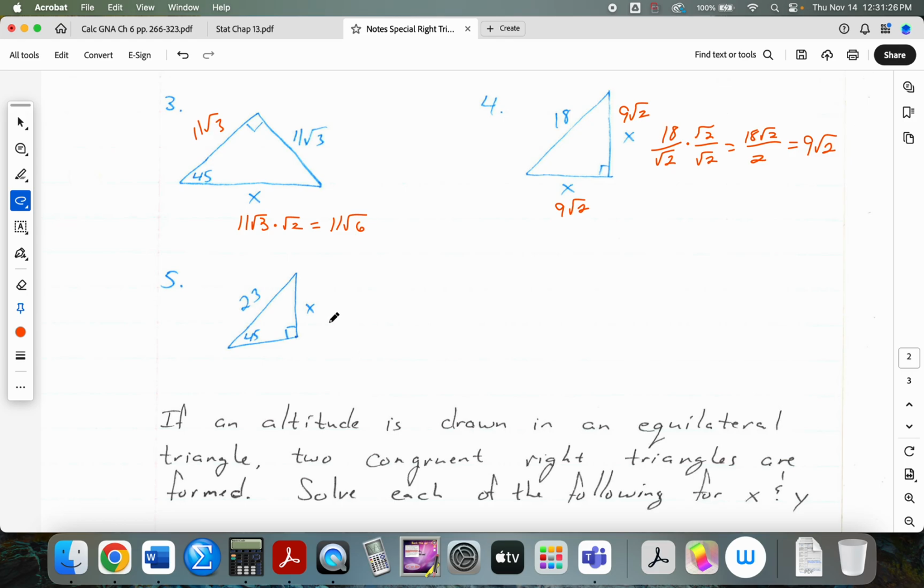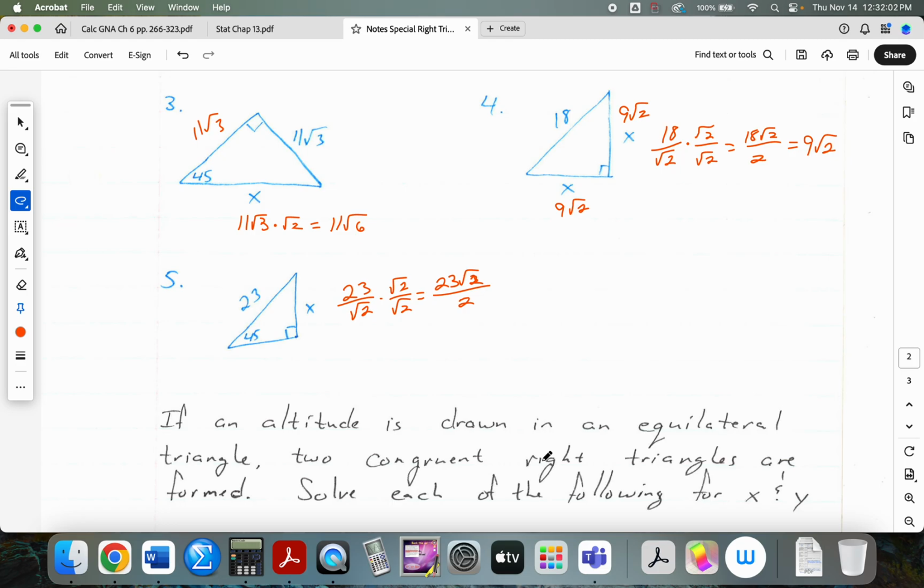All right. So what we're going to do on number 5? 23 divided by the square root of 2. So we're going to rationalize the denominator by multiplying by the square root of 2 over the square root of 2. And that gives me 23 square roots of 2 over 2. And since 2 won't go evenly into 23, and I'd rather not have a mixed number times the square root, just leave it like that. That is a perfectly good answer.